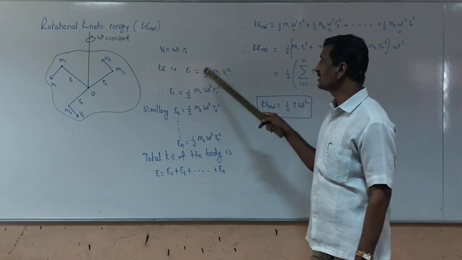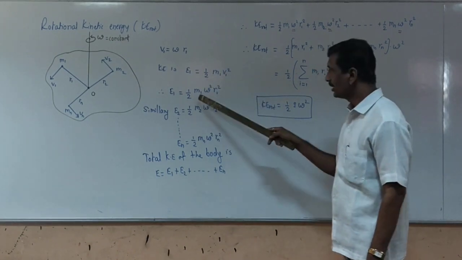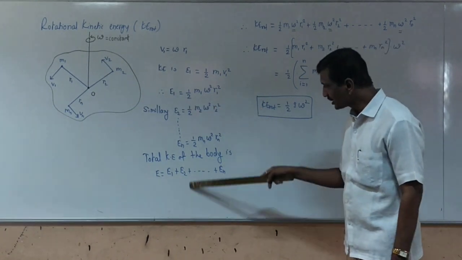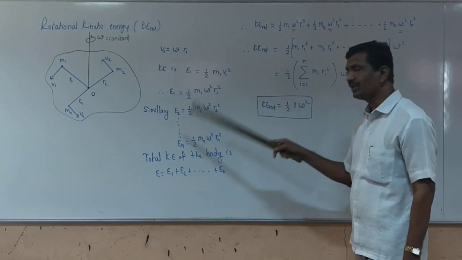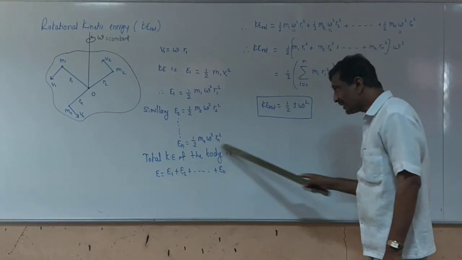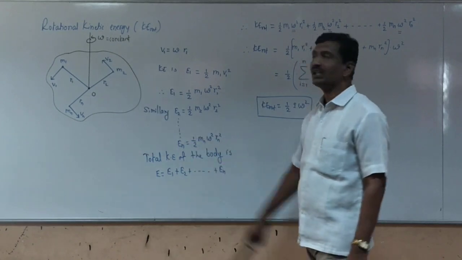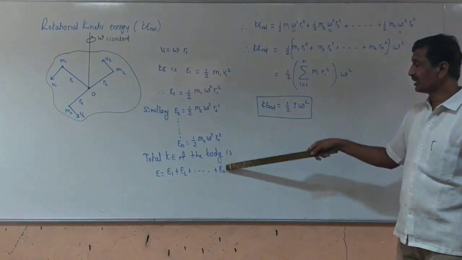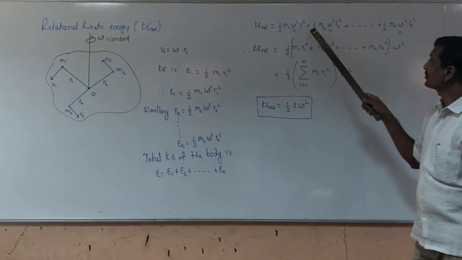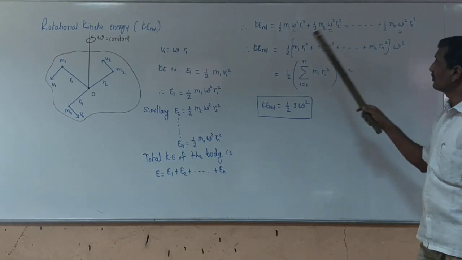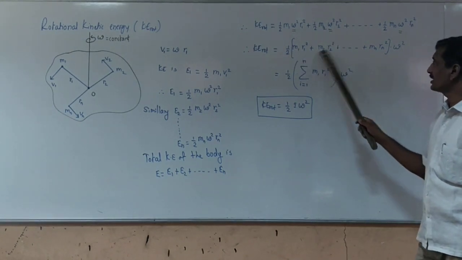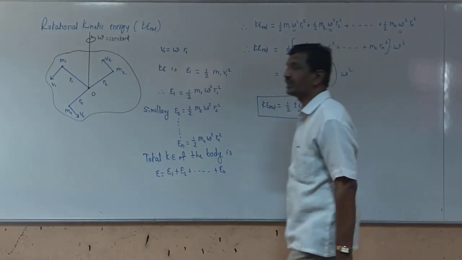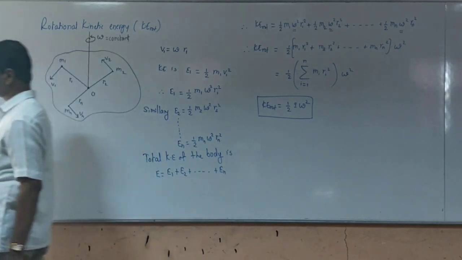Hence its kinetic energy E1 is equal to 1 upon 2 m1 V1 square, and therefore it is 1 upon 2 m1 omega square into r1 square. Similarly, the kinetic energies of other particles are E2 and En. If you add the kinetic energy of all the particles, we get the total kinetic energy of the whole body, and therefore the rotational kinetic energy of the whole body is nothing but the algebraic sum of these energies. Hence put the values of E1, E2, En, and take 1 upon 2 and omega square as a common factor. The remaining term is nothing but the moment of inertia. Thus rotational kinetic energy is 1 upon 2 I omega square.